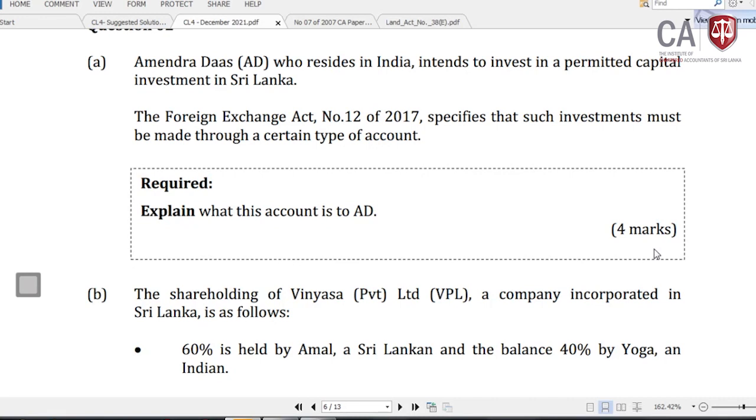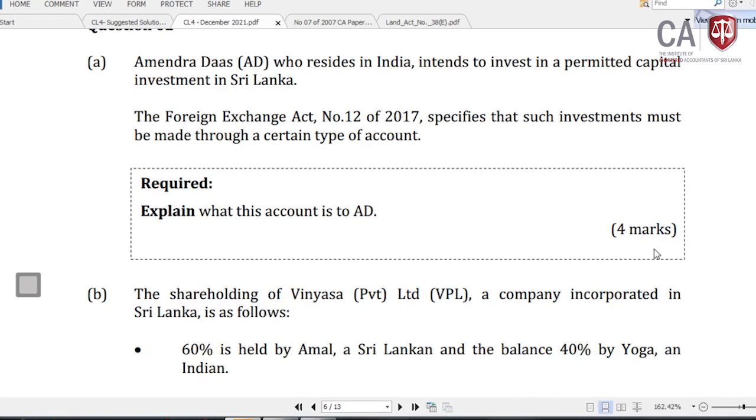As another point, you can state that this account can be opened in a licensed commercial bank or licensed specialized bank in Sri Lanka. These accounts are maintained in both licensed commercial banks and licensed specialized banks. They have something called DBUs, domestic banking units. In those DBUs, domestic banking units, you can open this account.